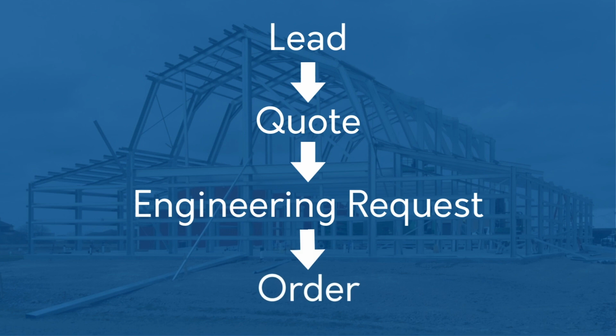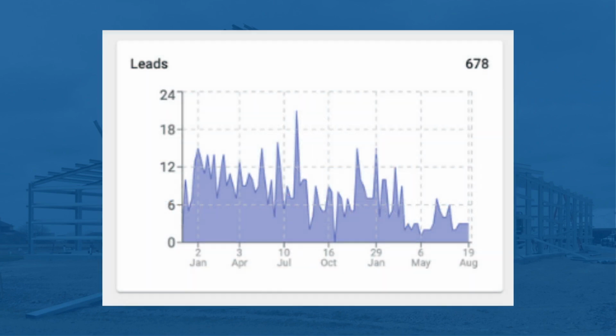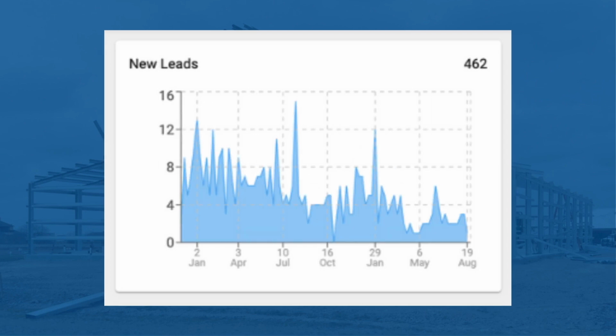The charts are shown in an order that reflects the expected sales cycle shown here. Leads turn into quotes that convert to engineering requests and then orders. The leads chart displays the number of leads for the selected time period. The total number of leads is shown in the top right corner. New leads records the number of leads from first-time customers based on email and phone number. The total number of new leads is shown at the top right.